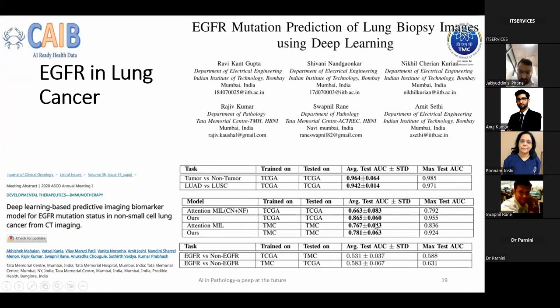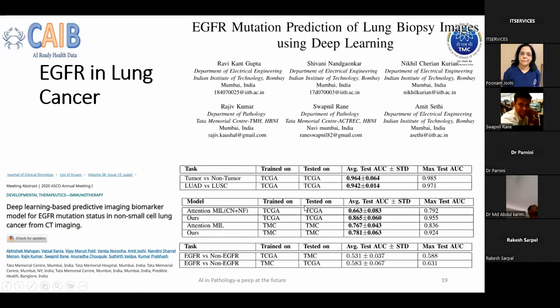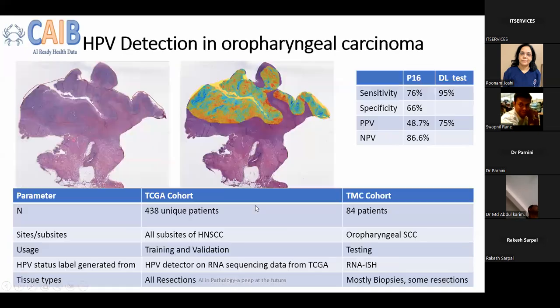Now, this is something of a problem in most AI models. As end users, as medical personnel who would use these AI models, we have to be very well aware that many of the models trained on Western data sets, or other hospital data sets, may not work equally well on your data sets or your patients. It is extremely important that we validate any algorithm on our own patients, on our own data set, before we start using it in real life.